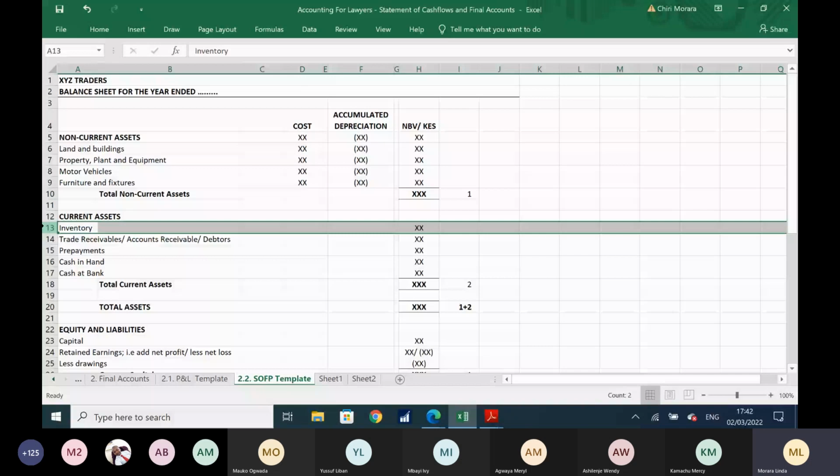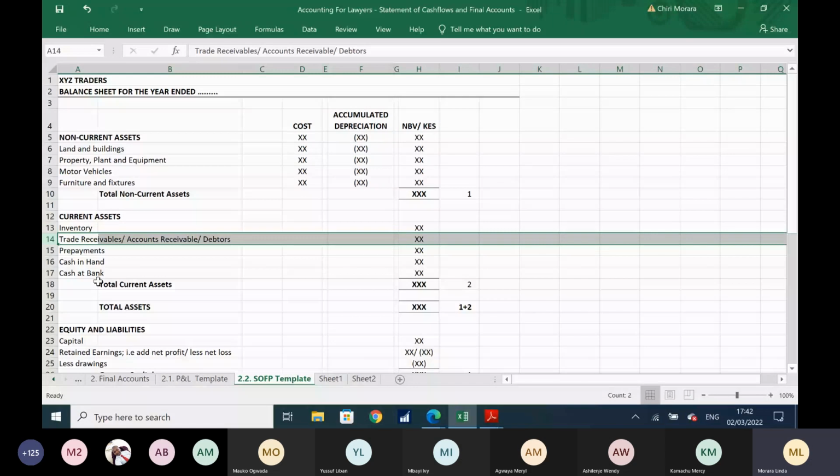And then your trade receivables, that is interchangeable. You can call it receivables, trade receivables, accounts receivable, you can call it debtors, however you want to call it. That is the money that your customers have not paid you yet. You've invoiced them, they've not paid you. So that is your money you're expecting back from them. So that is your asset.